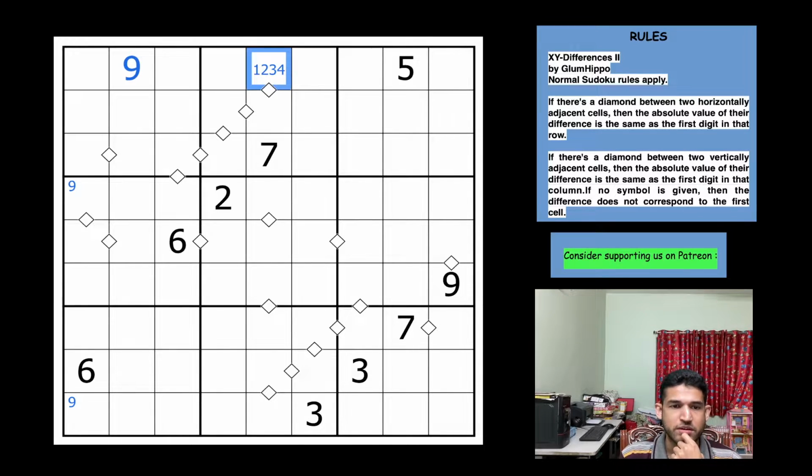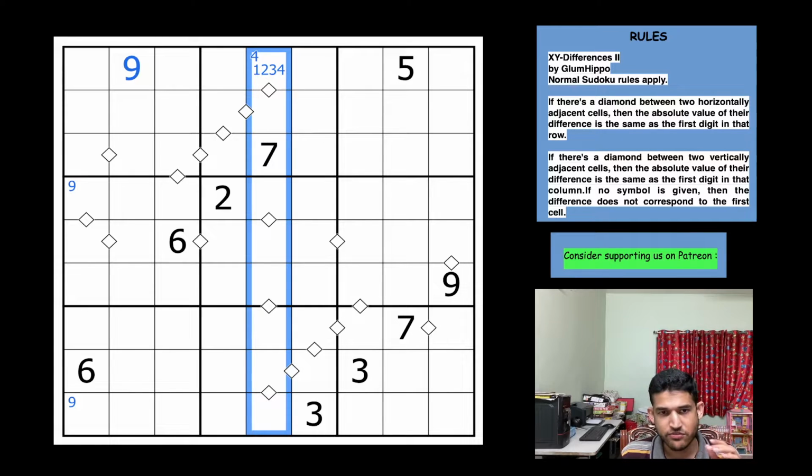Can a 4 be possible? No, 4 is not possible. Reason being, if you have a 4 here, the difference between vertically adjacent cells in that column would be a 4, right? And look where the 3 goes now in this column. 3 with a difference of 4 will always have 7 as its pair, but 7 does not have a diamond in its adjacent cell, so clearly this is not a 4, so it can only be a 1, 2 or a 3. That is interesting.